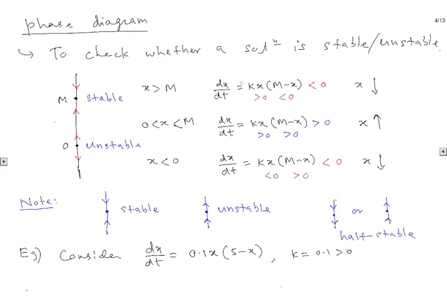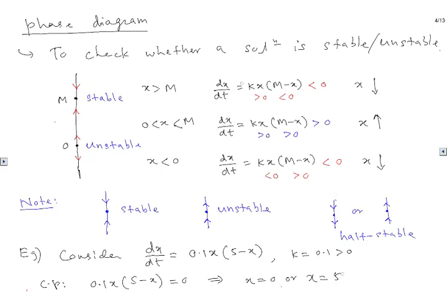So what are the critical points? We're going to set this equal to 0. So we're going to say 0.1 x (5 minus x) equals 0. So this says that x equals 0 or x equals 5. Those are the two critical points. So there are two critical points, 0 and 5.